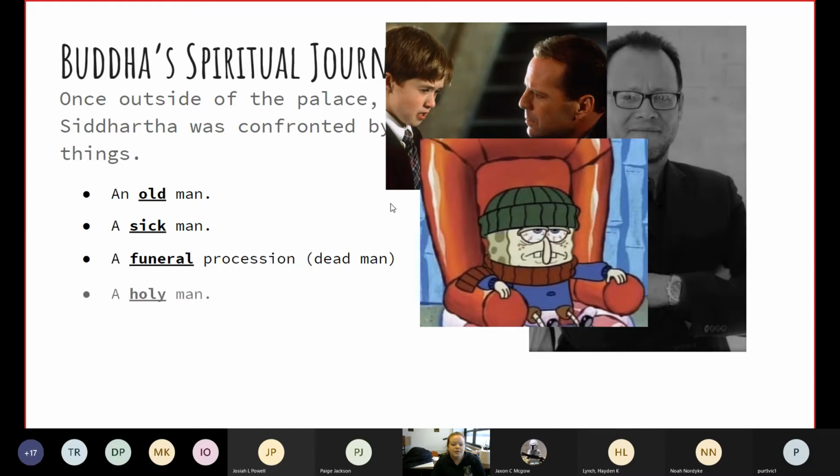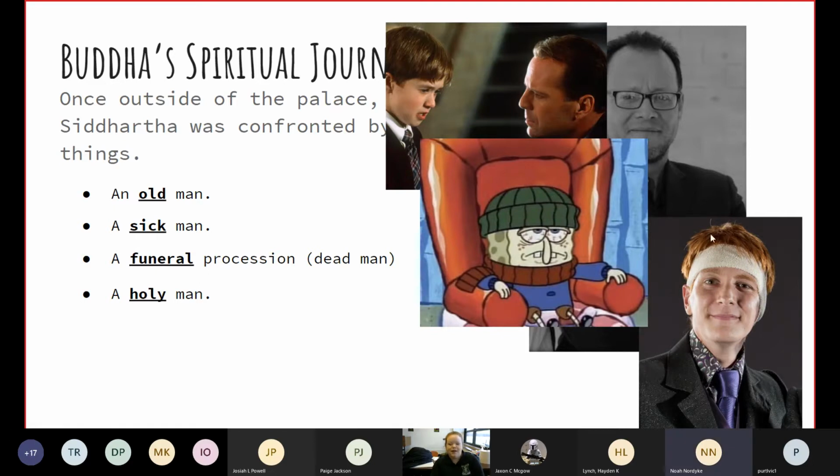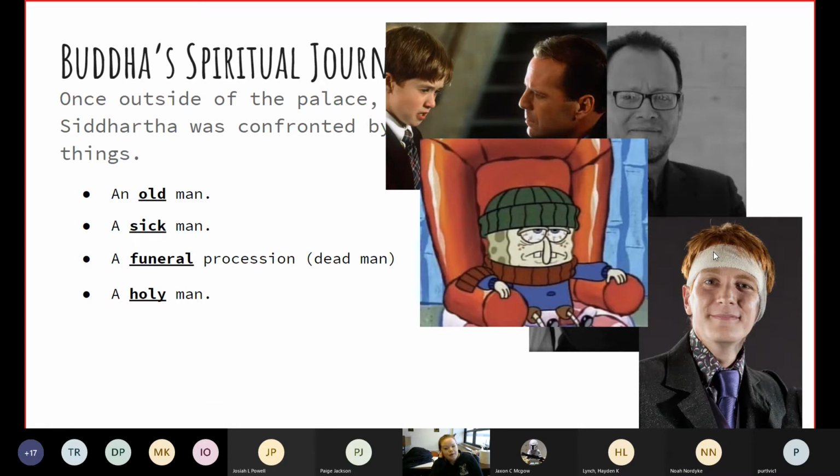And a holy man. Any Harry Potter fans out there? Is that one Fred or George? That one is George, right? Because George is the one that gets his ear cut off. And he makes the joke when they ask him how he feels, and he says, I feel holy, because he has a hole in his ear. Get it? And it was Fred that died. Sad times.